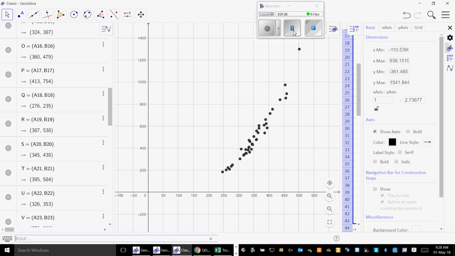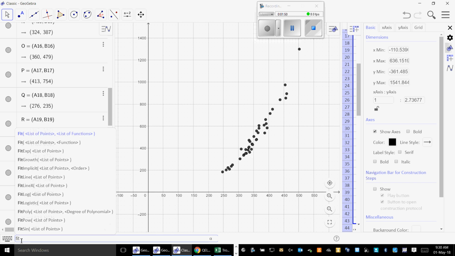So, in this input bar, now this is what I keep forgetting, so you may want to write it down somewhere. Oh, well, I've got it recorded, so you can have a look at it later. You're going to type the word find. Wait, hold on, I lied, it's not find, it's fit. Like outfit. F-I-T, fit.